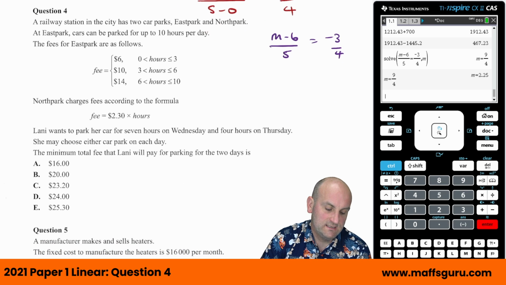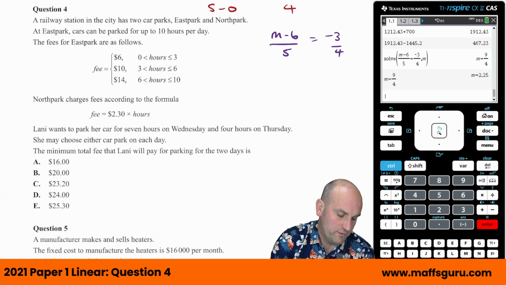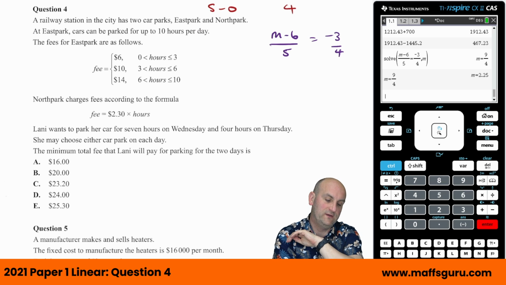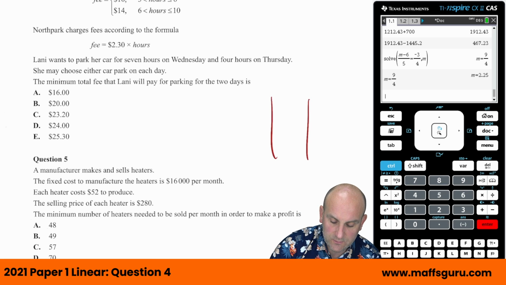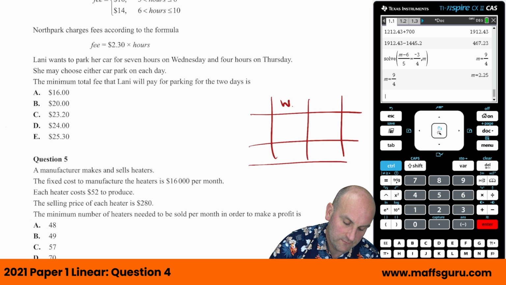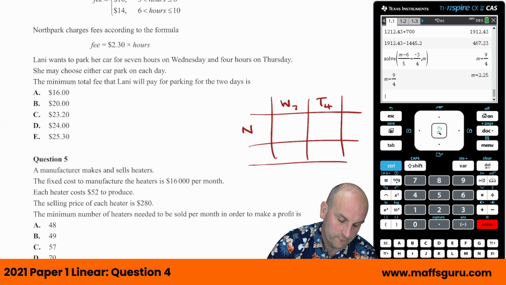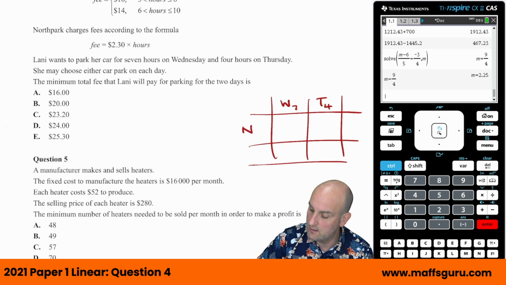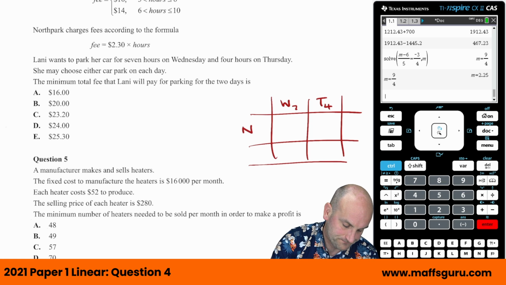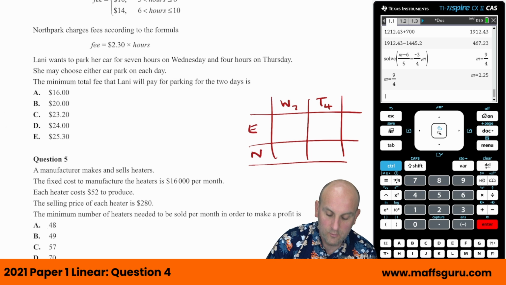A railway station in the city has two car parks, East and North. The fees for East Park are listed, and the North, and she only wants to park a car for 7 hours on Wednesday and 4 on Thursday. So this is what I did. I went, okay, so she's got Wednesday for 7, Thursday for 4, and we had the choice of North Park and East. I'm actually going to write it the other way around just because I've done all the working already. So East and North.